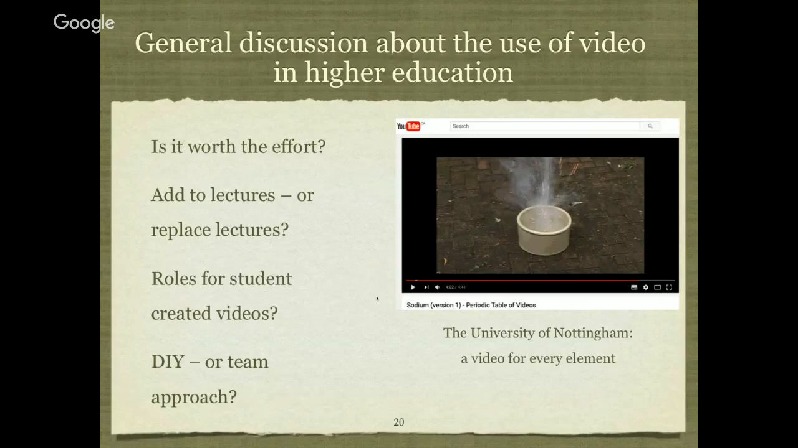And you can protect your IP through a Creative Commons license if you make the video publicly available. In other words, people can use it, but you still own the copyright, and they have to acknowledge the source. In other words, you get the credit for it. They can't just drop it in and say that this is what I did. And you have some protection there.